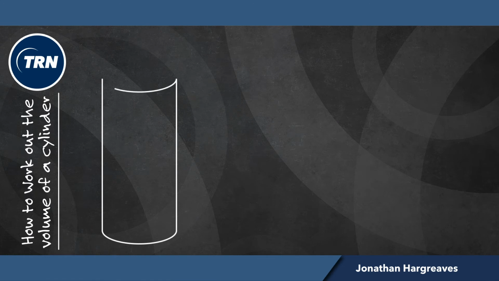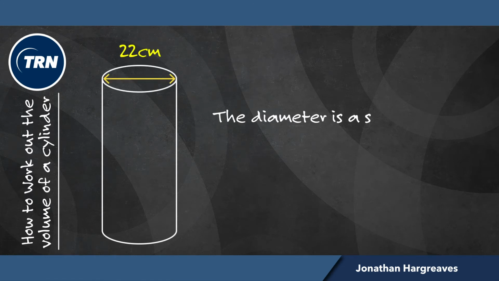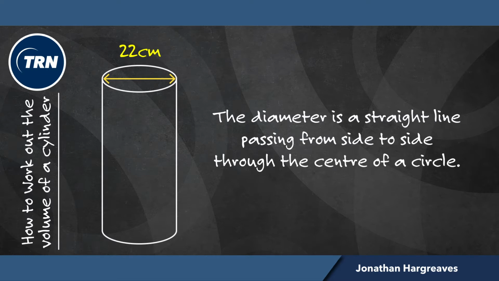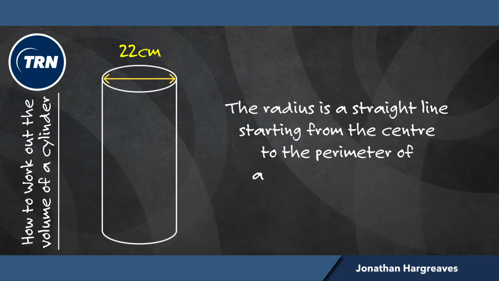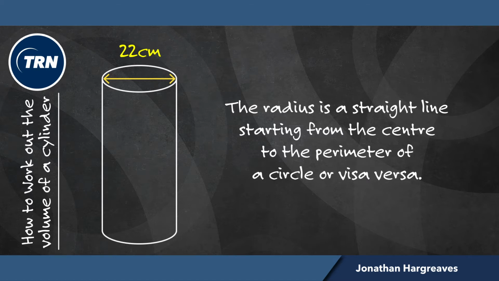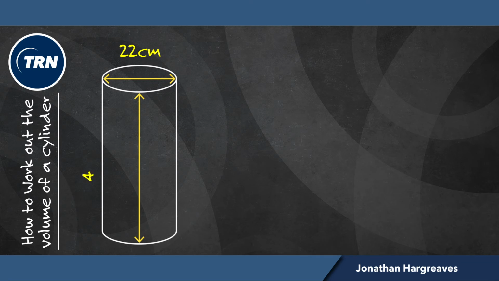So in our example, the diameter is 22 centimeters. The diameter is the distance measured from one side of the circle to the other whilst passing through the middle. We therefore know that the radius is half of that. The radius passes from the center of the circle to the outside, or vice versa. Our measurement therefore for radius will be 11, and we will need to multiply that by itself. Height in our example is 45 centimeters.